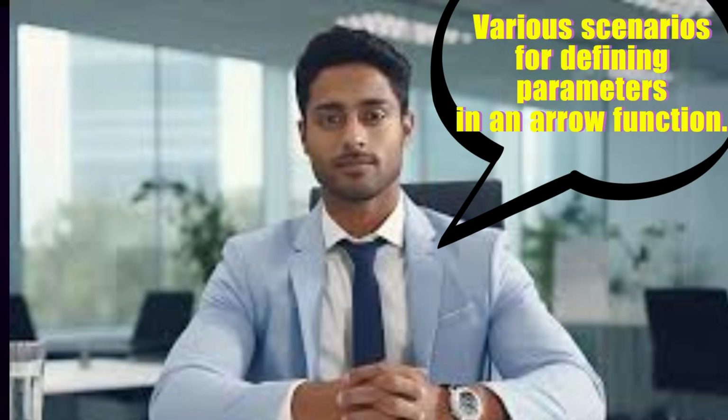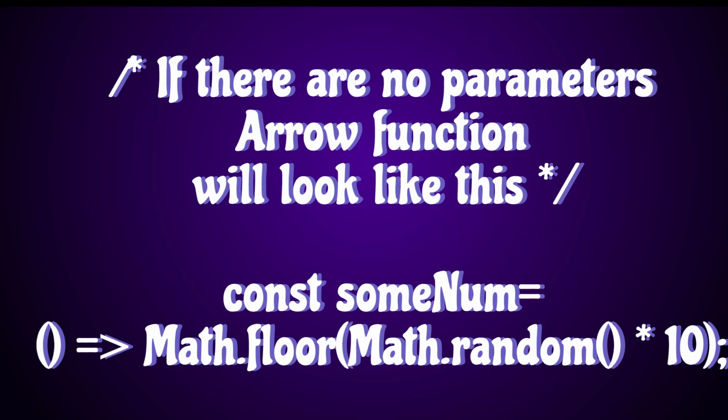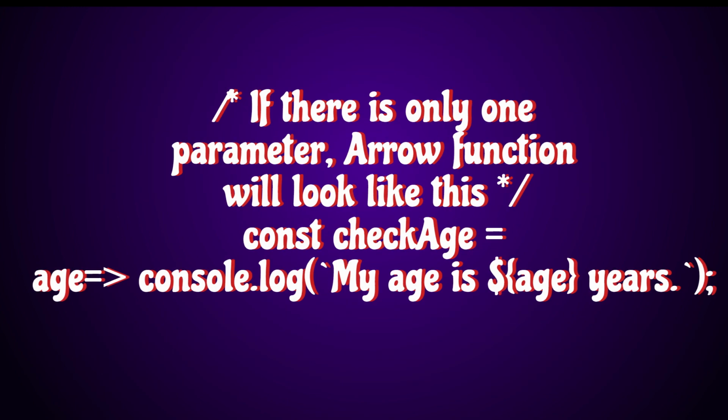There are various scenarios while defining parameters of an arrow function. Let us go over those scenarios. We can observe that parenthesis is needed for the arrow function even when there are no parameters. We can skip the parenthesis altogether when there is just one parameter as given in the code example. We may choose to retain the parenthesis though.